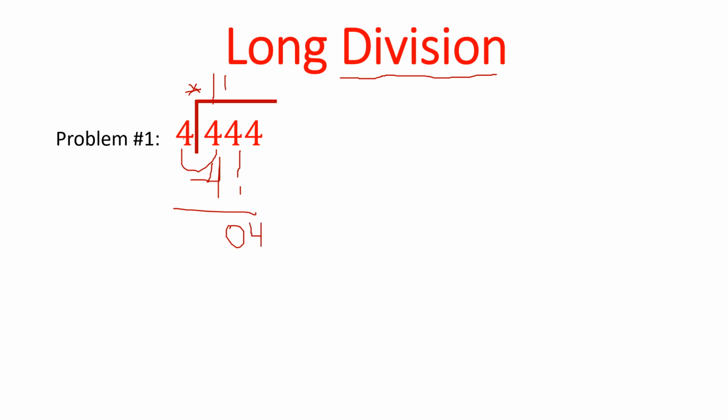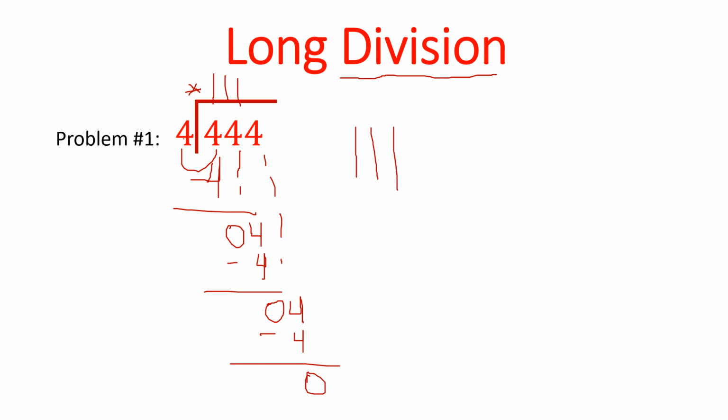0, 4. Here's a 1. Here's a 4. 0. Bring this 4 down, guys. 111. So that's your answer. Nothing left over. I'm going to write it another way so you don't think those are just 3 lines. 111 is your answer. How do you check?